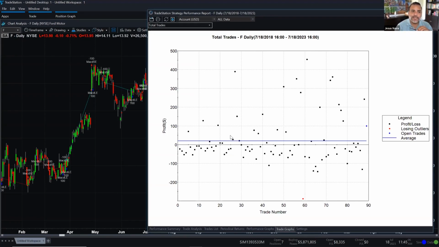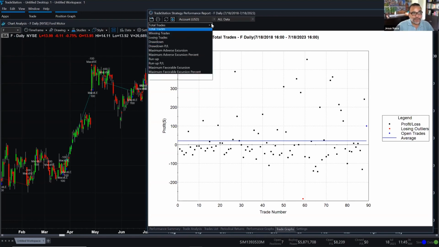What you want is some consistency. Of course, the majority of the trades are going to be close to the average, but you don't want the strategy performance to rely on just one or two or a few trades up here or down here. You want to make sure that you have a good scatter of different trades in this graph so that there's consistency of profits across the board.